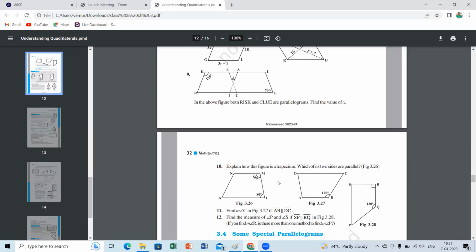Ma'am, in 3.28, 130 degrees plus 90 degrees is more than 180 degrees, right? Where, I did not notice. 3.28. Acute and obtuse, right? Oh, you are telling about this one. This is more than 90, ma'am. Maybe there is a rule: one pair is supplementary, ma'am.